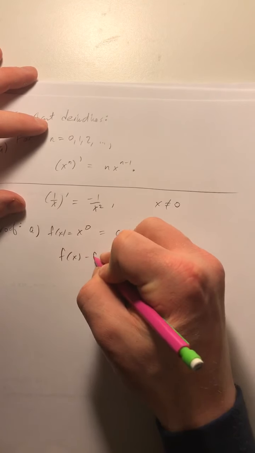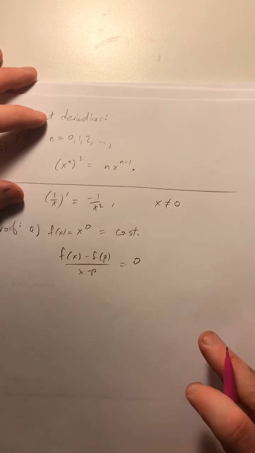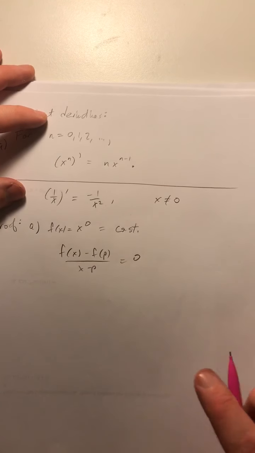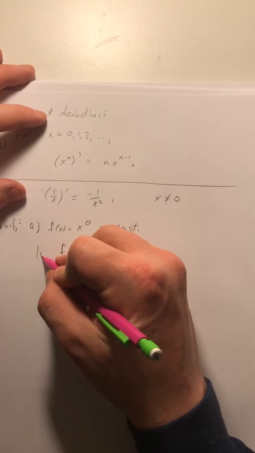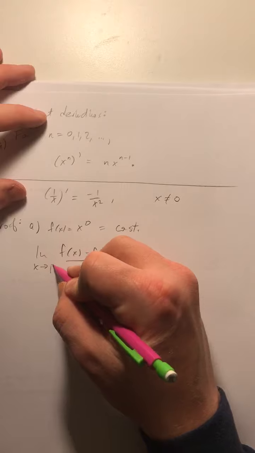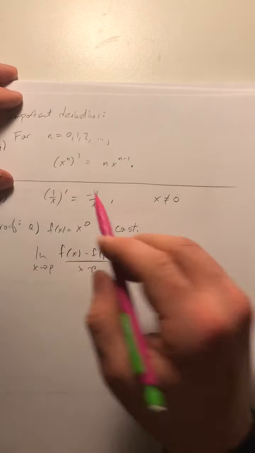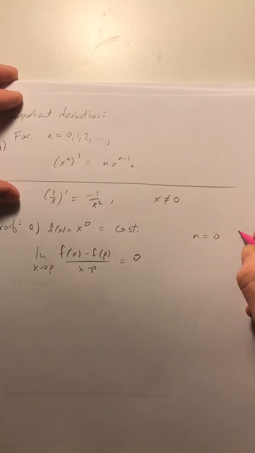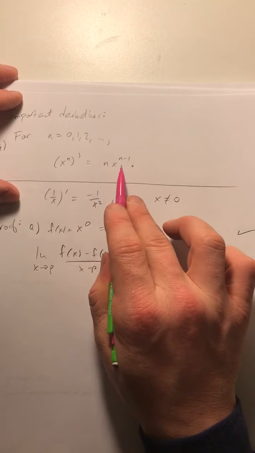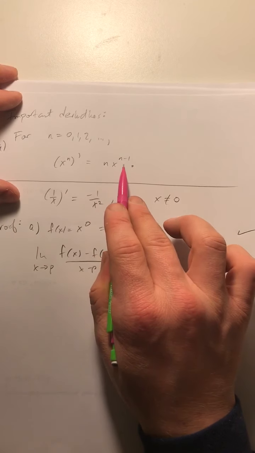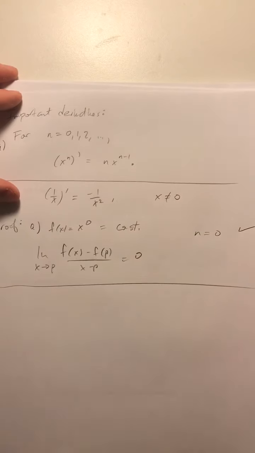f of x minus f of p over x minus p is 0 for all x, for all p, because the numerator is 1 minus 1. Okay. So I take the limit as x goes to p. Well, it's a limit of a bunch of zeros, so it's 0. And that gives me the n equals 0 case. The derivative of x to the 0 is 0 times x to the negative 1, and 0 times whatever is just 0. So we prove the n equals 0 case.